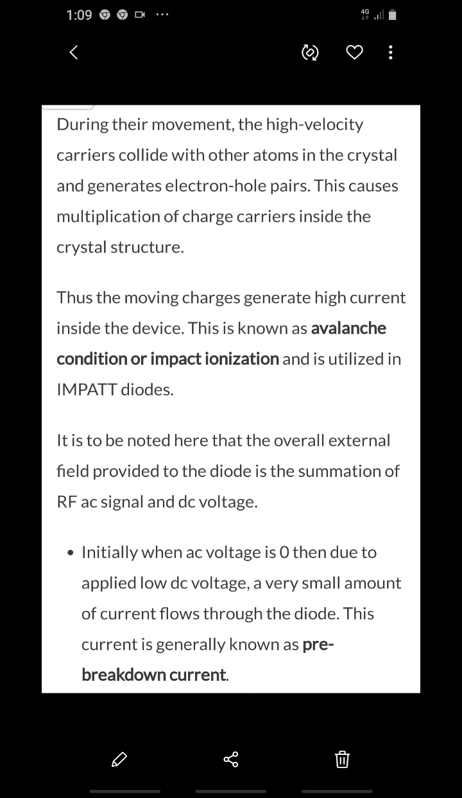It is to be noted here that the overall external field provided to the diode is the summation of the RF, radio frequency AC signal, and DC voltage.